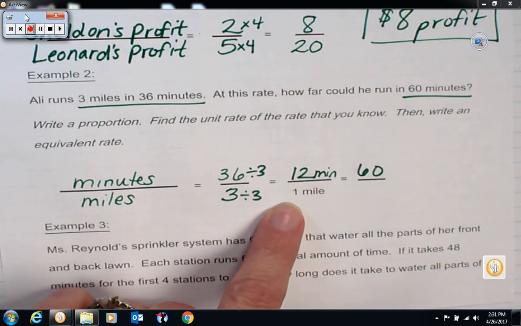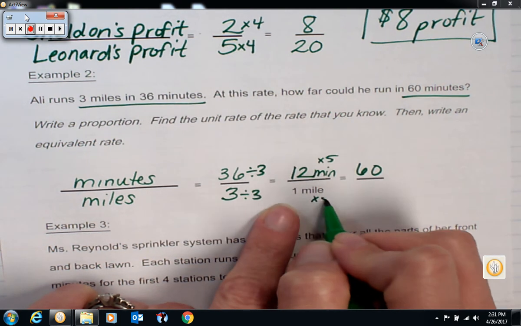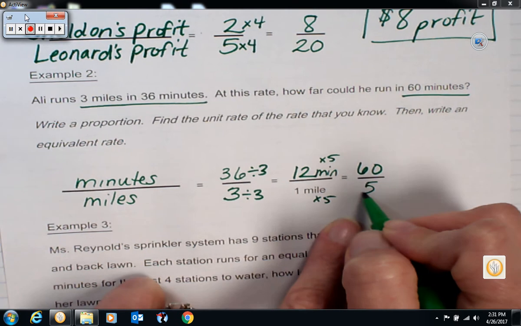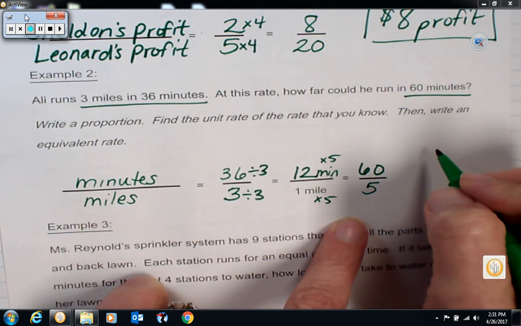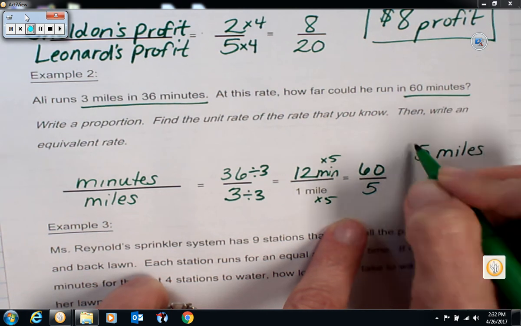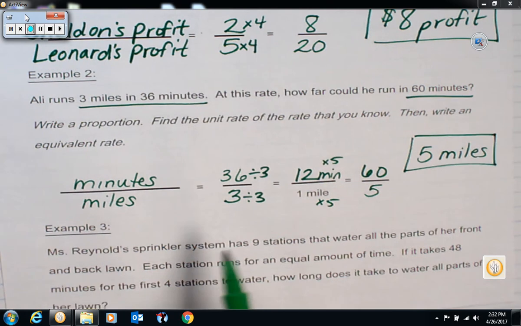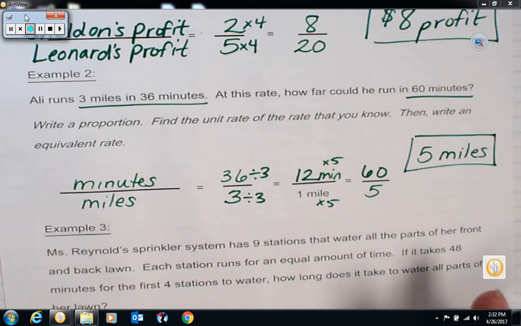Now I can use that unit rate to help me solve for what if 60 minutes have passed. So since I know 12 goes into 60 5 times, then 1 times 5 is 5, and I know that he can run 5 miles in 60 minutes. So by simplifying to the unit rate, it allows me to find that equivalent rate using multiplication.